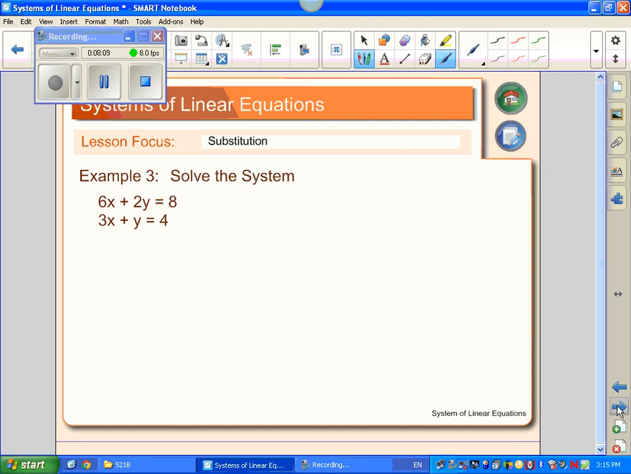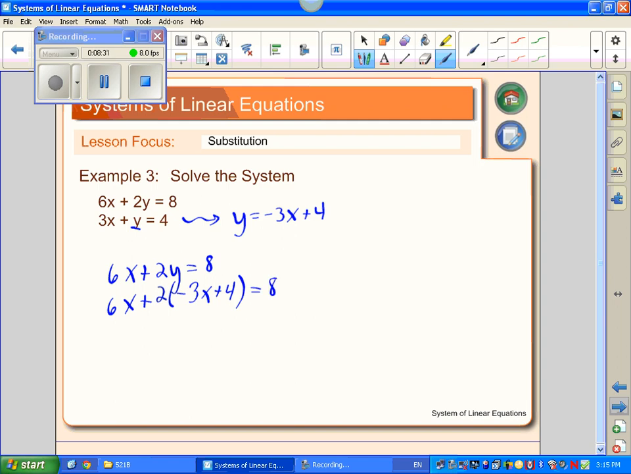Well, if you're like me, I'm saying, okay, this is good for substitution. So I say y is equal to negative 3x plus 4. So 3x plus 2y is equal to 8. So 3x plus 2 times (negative 3x plus 4) is equal to 8. So I have 3x minus 6x plus 8 equals 8.